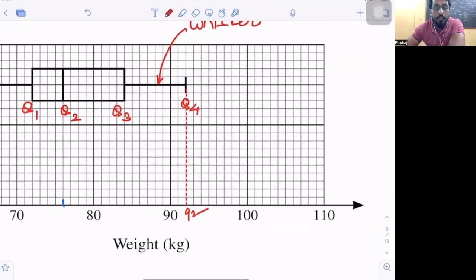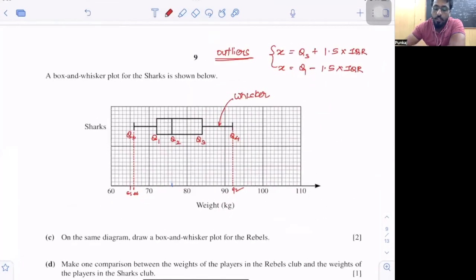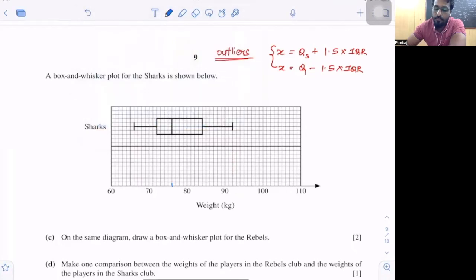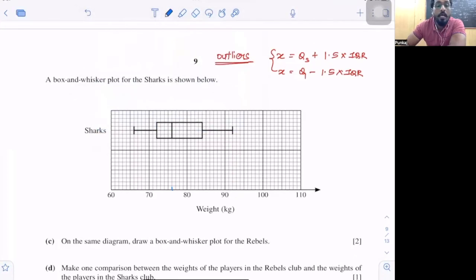92, isn't it? So these are your extreme values. So this data is for what? This is for the Sharks. So on the same diagram, I want to now plot for Rebels. Let's remove all this stuff that we have already mentioned on the data. So I'm going to start drawing the box and whisker plot for the Rebels.